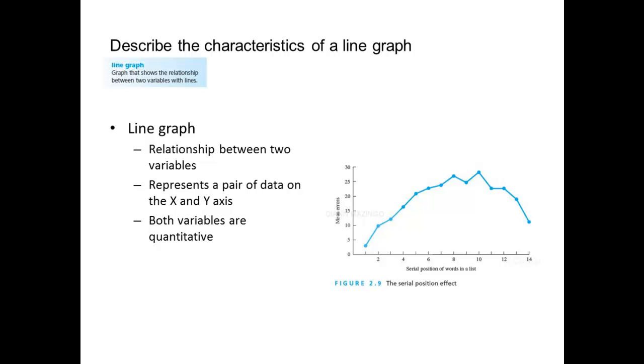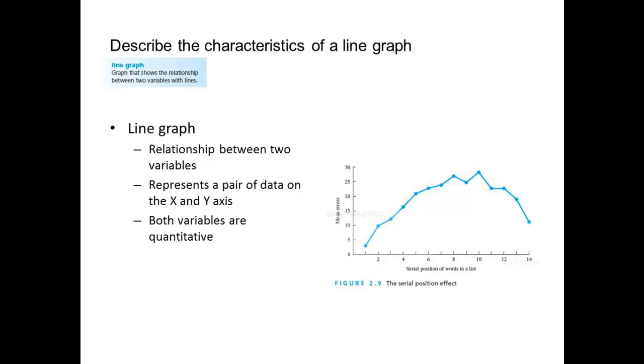Figure 2.9 is from your text on page 36, and Spatz states, Figure 2.9 is an example of a line graph. It shows the serial position effect. If you practice an ordered list of words until you can repeat it without error, you'll find that you make the most errors on the words just past the middle. The serial position effect applies to any sequence of material that is learned in order.